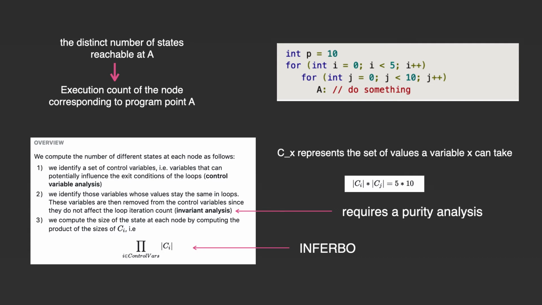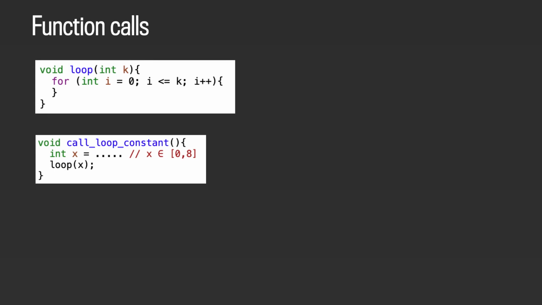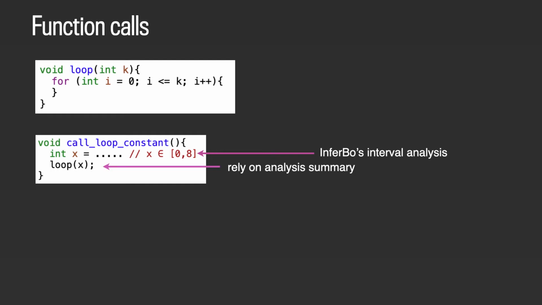So this is for loops. What about function calls? Here, if we have this same program loop and call it inside with a value x, whose values range from 0 to x, which we can get from Inferbo's interval analysis, then we can conclude that this program's execution cost will be constant. To do that, we look at the loop summary. That means we don't rerun the analysis for the loop, we just look it up from the already computed summary, which said 5k plus 6. Then we substitute a constant value for the values x can take, and we conclude that this program will have a constant cost.